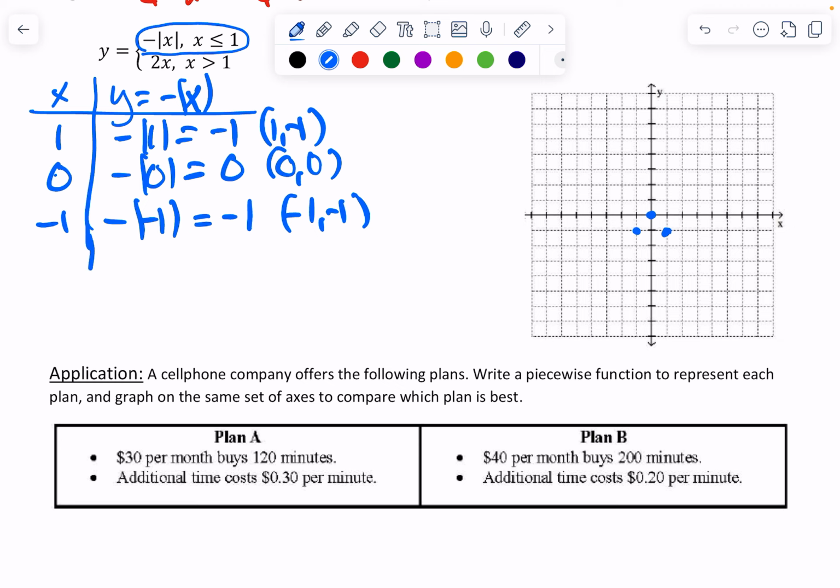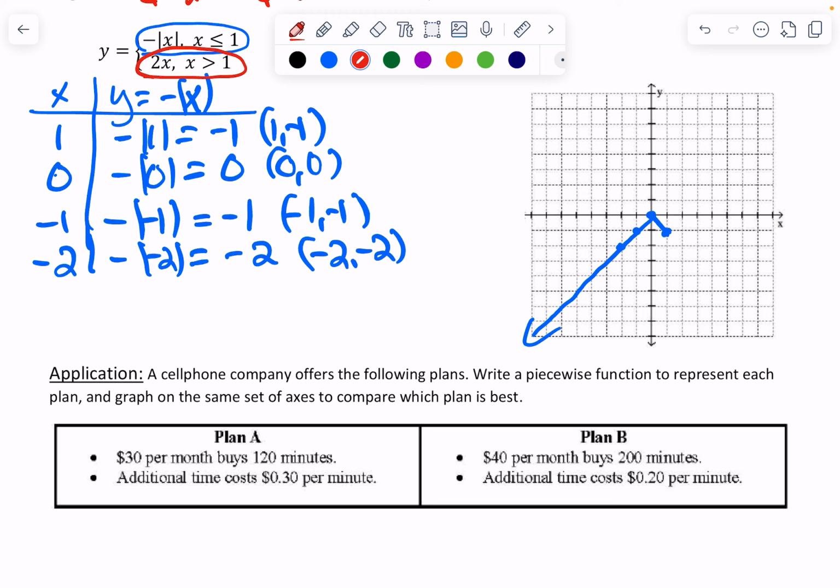We can do a fourth one, -2. Absolute value of -2 is 2, so this ends up being -2. So -2, -2 is right here. So we're going to start here and go down, down, down like this. Okay, now the other side.